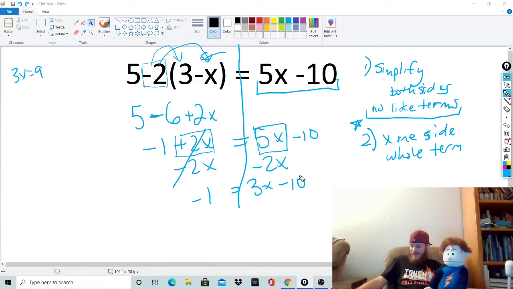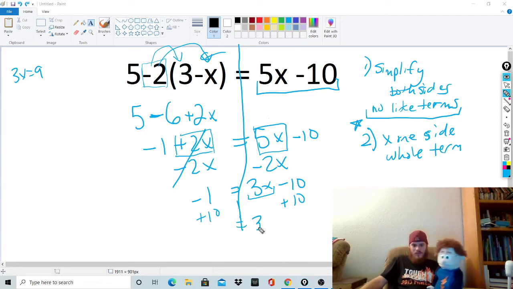So I want to get the x all by itself, right? So I got to get this term by itself. To do that, I'm going to get rid of the negative 10 by doing the opposite of it, the inverse operation. I'm going to add 10 to both sides, right? Yes. Okay, what's left over here? 3x. Good. And what's left over here? Negative 1 plus 10, 9. And notice, what do you notice?